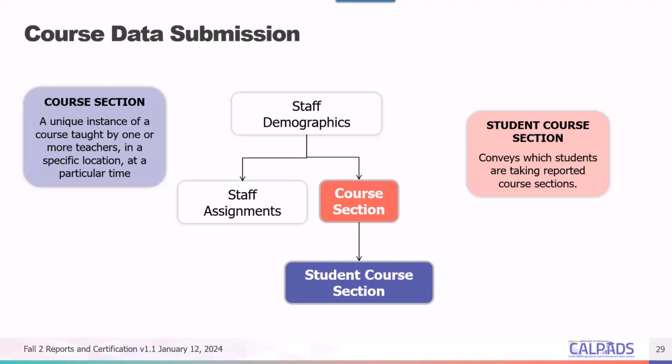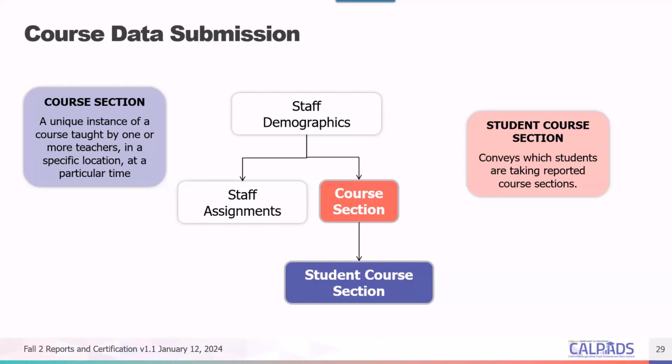A course section can be described as a unique instance of a course taught by one or more teachers in a specific location at a particular time. So if you think of elementary school, a course is exactly what we would think it is, or a classroom. A third grade class has most often a single teacher, unless you have two teachers in a job sharing or team teaching assignment, and you have your 20 to 30 students. That's a course. In high school, a single teacher may have 5 or 6 courses they teach, and so that would be the course.